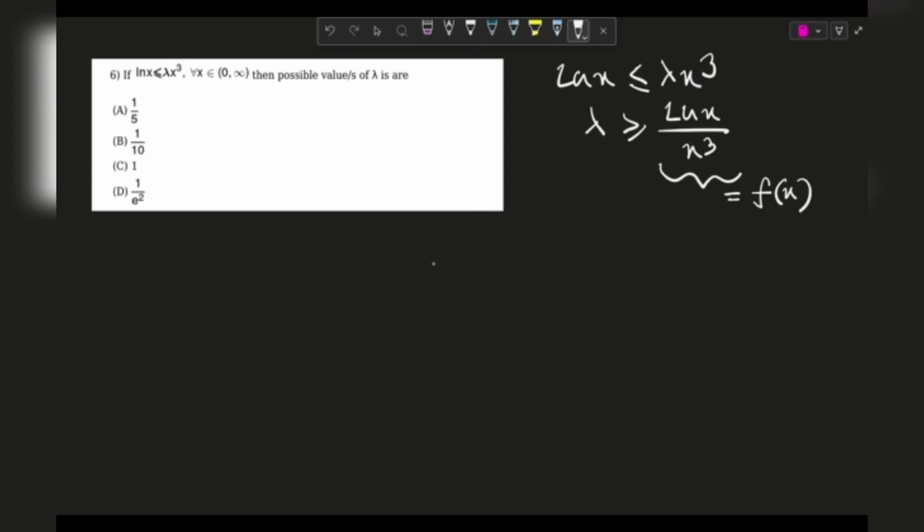So if we find f'(x), basically we are trying to find the maximum value of this expression because greater than or equal to is there, and we also have to ascertain the possible values of lambda, so we are aiming towards it.